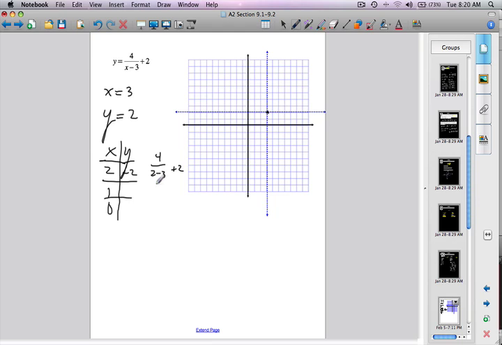When I do the same thing with 1, I'll have 4 over 1 minus 3, plus 2. Well, 1 minus 3 is negative 2. 4 divided by negative 2 is negative 2. And negative 2 plus 2 is 0. And when x is 0, I'll have 4 over 0 minus 3, plus 2. This is going to be negative 4/3, plus 2. So negative 4/3 plus 2, and 2 would be 6/3. So negative 4/3 plus 6/3 is 2/3.